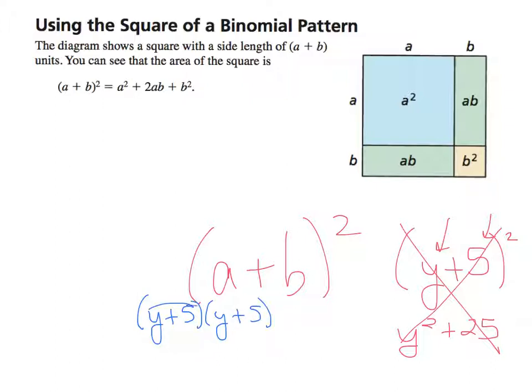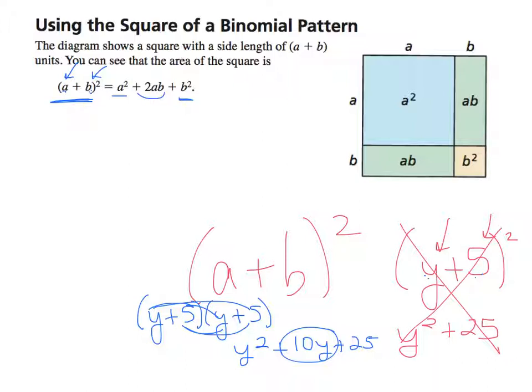And you're going to actually FOIL or distribute this to get y squared plus 10y plus 25 is your final answer. By just squaring each term, you're not actually doing the middle term, which you need to do. So here's your shortcut. If you square a binomial, you take the first term and you square it, you take the last term and you square it. But then you multiply both of the a and b together and double it. And that gives you your middle term.